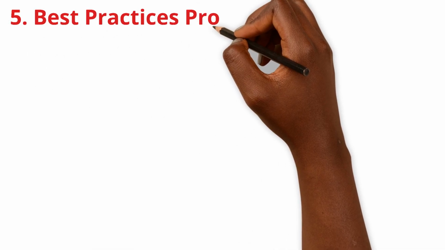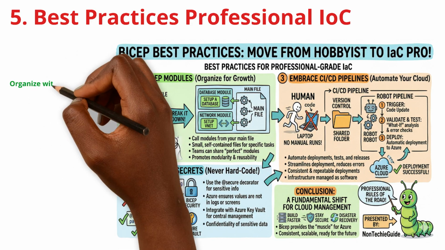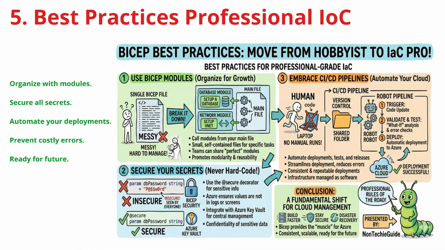We begin by moving from messy, unmanageable code to organized, modular growth. Instead of one complex, messy, single Bicep file, we break it down into small, self-contained building blocks called Bicep modules. A main file calls different modules, like one to set up a database and another for your network. Teams can share perfect modules, promoting consistency and reuse.